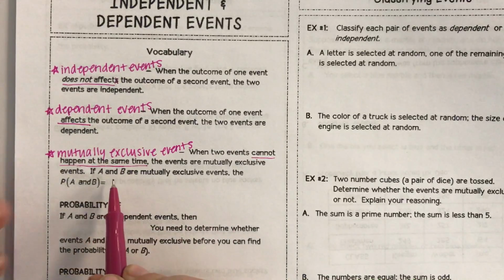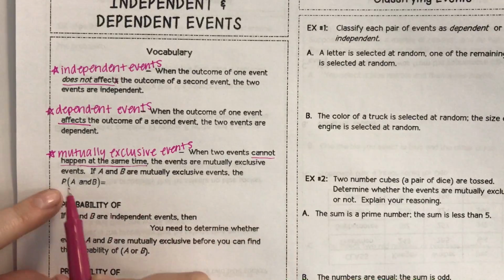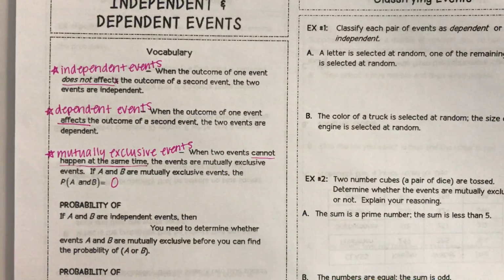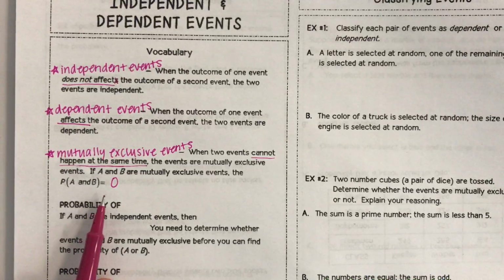If A and B are mutually exclusive events, the probability of both A and B happening is 0. They cannot happen. Okay, it makes sense. So if I have A and B and they're mutually exclusive, there's 0 possibility of both of them happening at the same time, which is what this is saying right here.